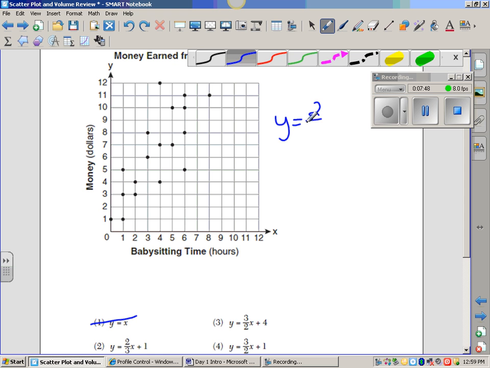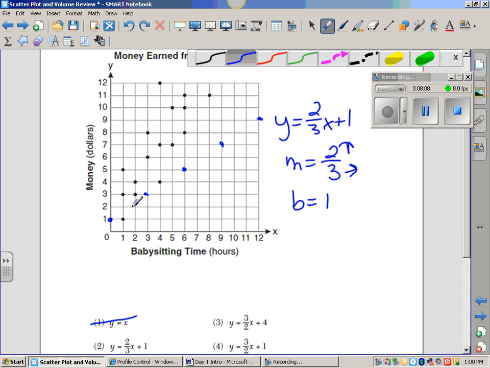y equals 2/3 x plus 1. Slope is 2/3, rise over run, and your y-intercept is 1. So we're going to start at 1. Up 2, over 3. Up 2, over 3. Up 2, over 3. Up 2, over 3.